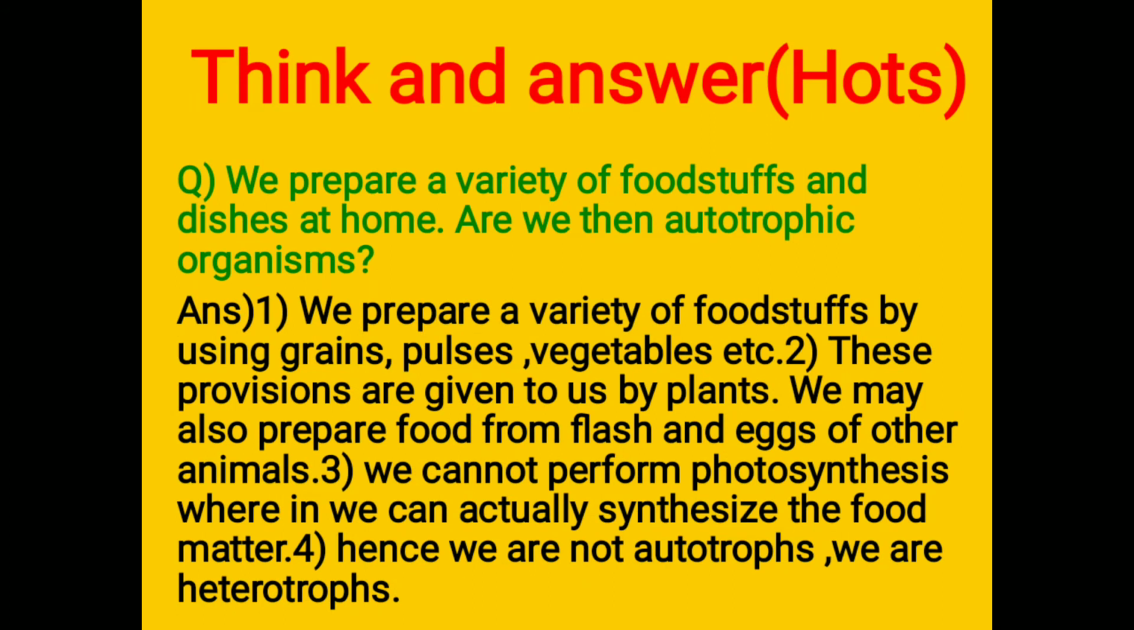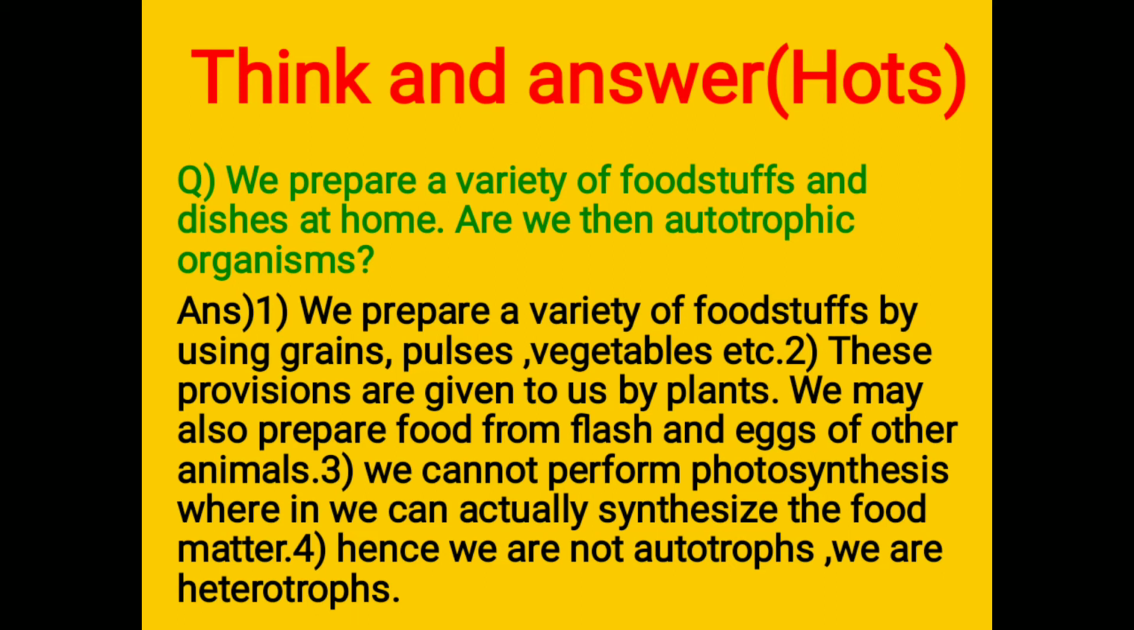Think and answer. These are the HOTS. Question. We prepare a variety of foodstuffs and dishes at home. Are we then autotrophic organisms? Answer in points. Number 1. We prepare a variety of foodstuffs by using grains, pulses, vegetables, etc.